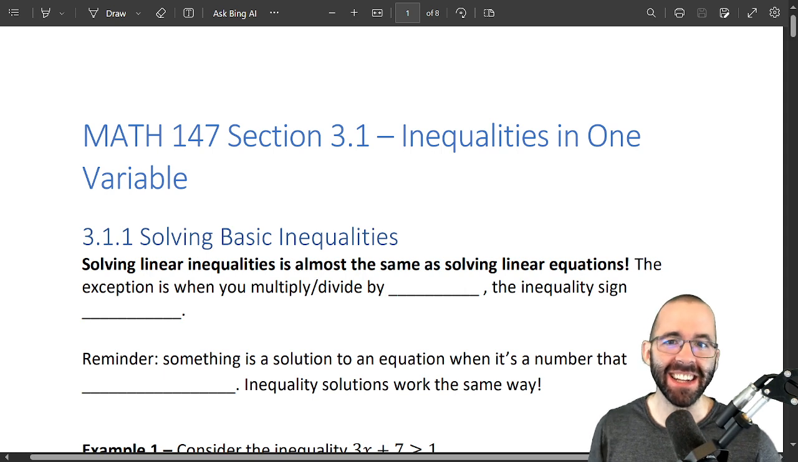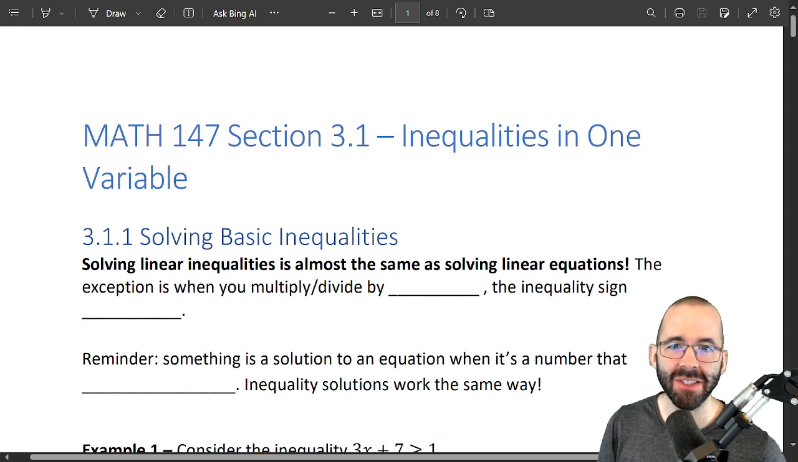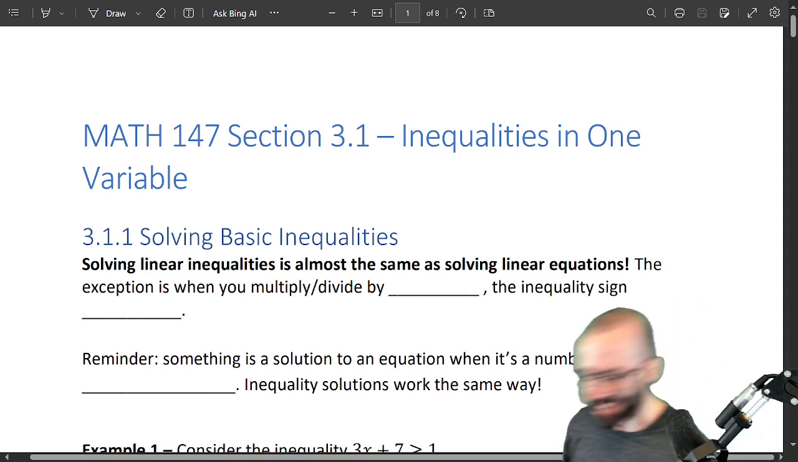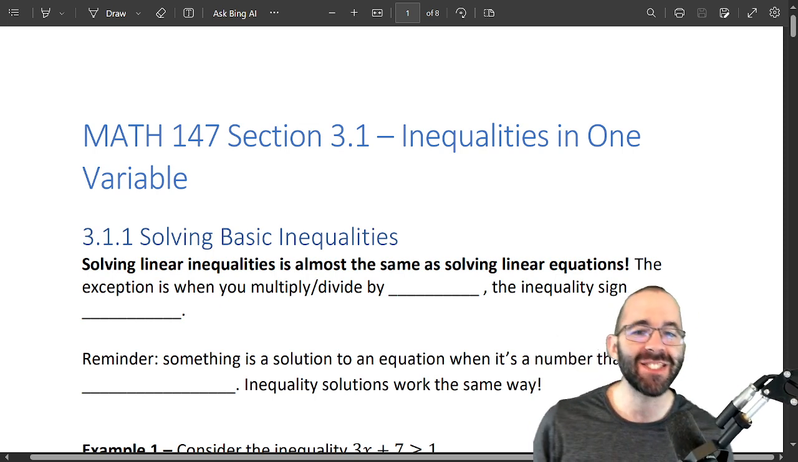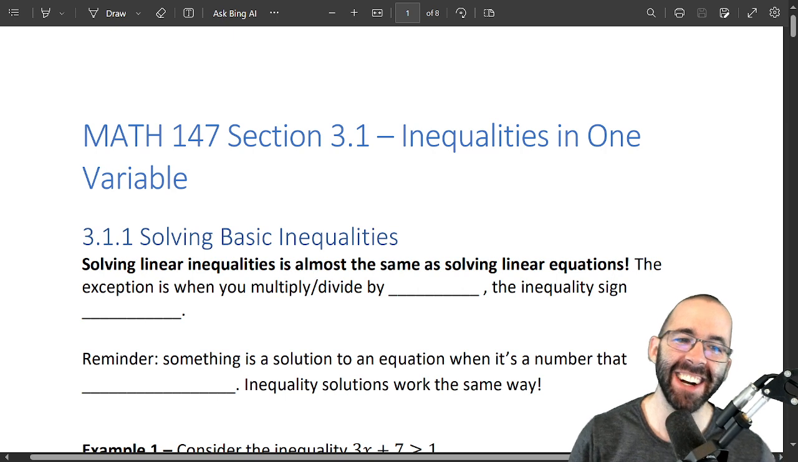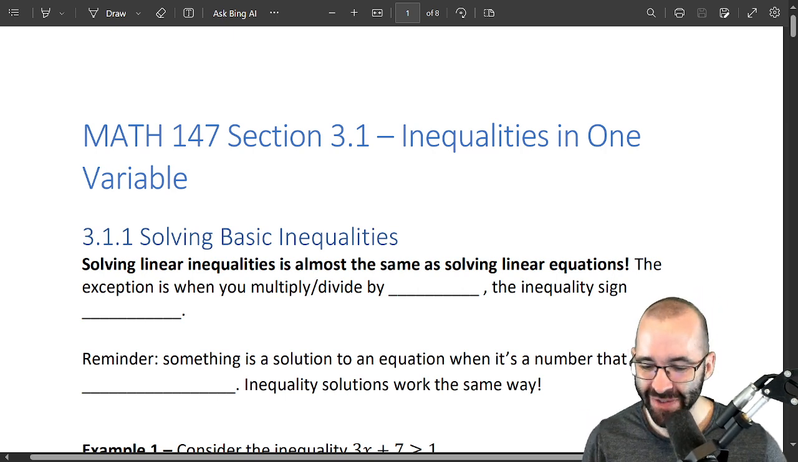We're going to talk about inequalities in one variable. We're going to start with some basic inequalities. Oh, I do have good news. All right, the good news is that solving, it's the bolded parts. I had just lost my train of thought.